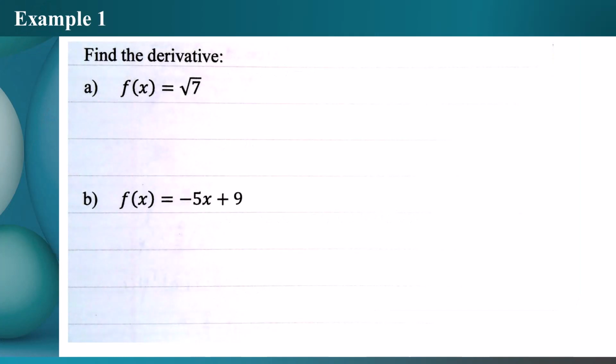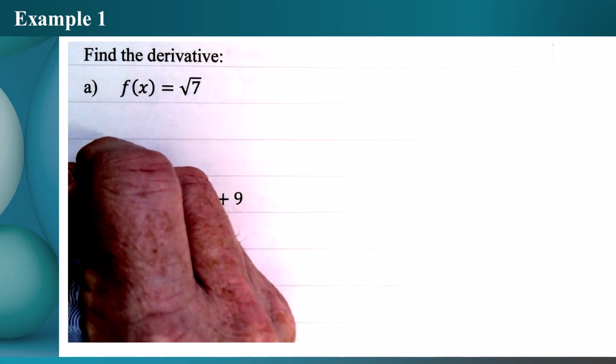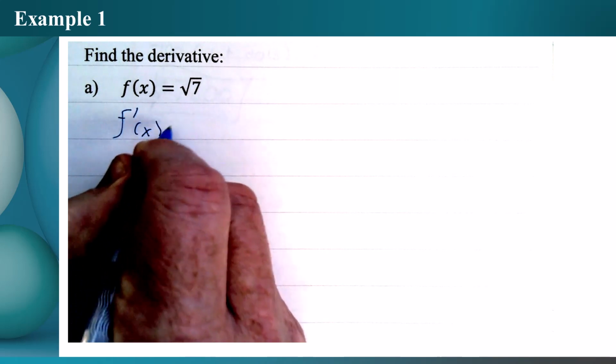In this first example, we're trying to find the derivative of f of x equals the square root of 7. Now, the square root of 7 is a constant. And so using the constant rule here, we can see that this is a pretty straightforward one. We get f prime of x is equal to 0.